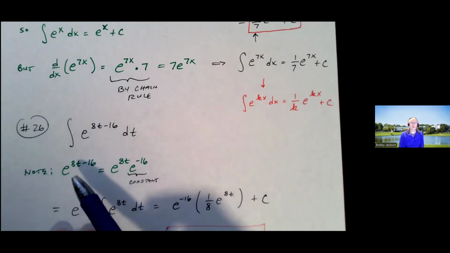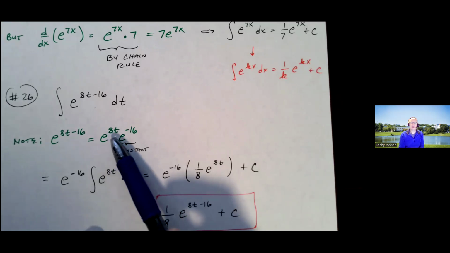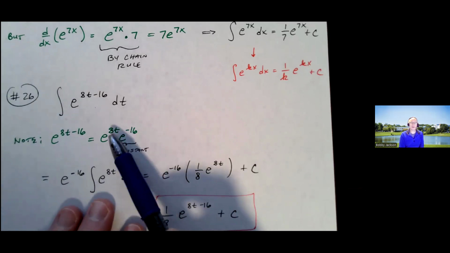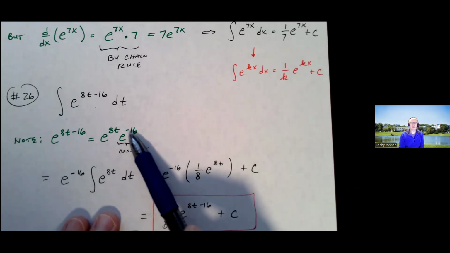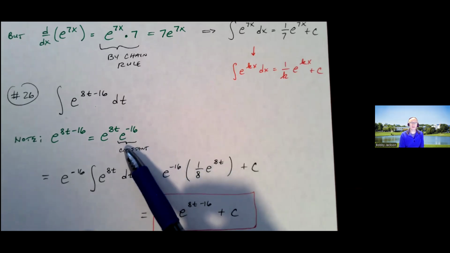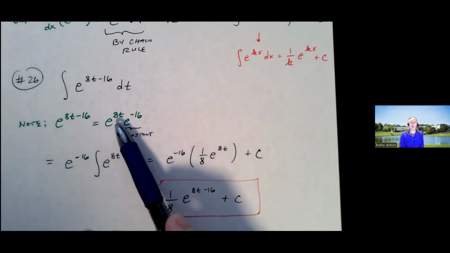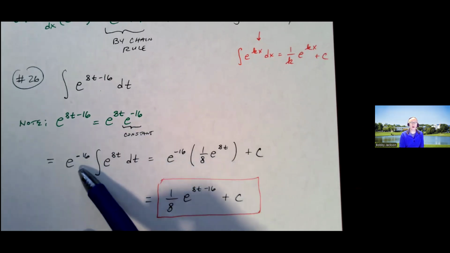Well, just note that e to the 8t minus 16 is e to the 8t times e to the negative 16, right? When we multiply like bases, we add their exponents and get back right here. But notice, important, in the e to the negative 16, there's no t. It's a constant. It's a constant multiple. So in this problem, I can rewrite the integrand, that function we're integrating, this way, and then just pull that constant multiple out in front.